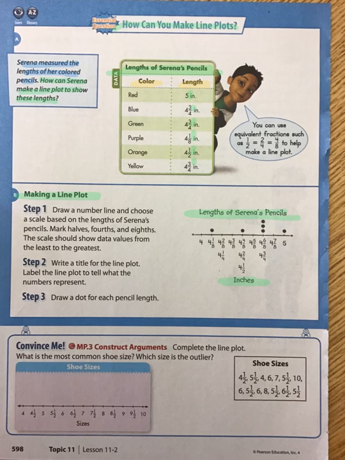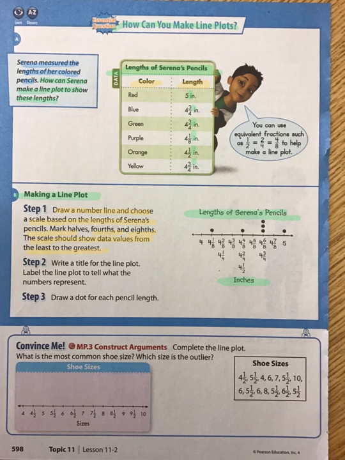So for step 1, we're going to draw a number line and choose a scale based on the length of Serena's pencils. So if we look, we have halves, eighths, and fourths. Well, they are all equivalent to eighths. Since that is the smallest amount, we are going to be using eighths. So we have to mark halves, fourths, and eighths. The scale should show data values from least to greatest.